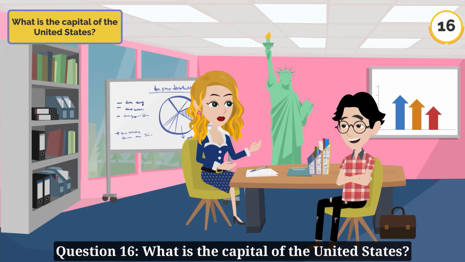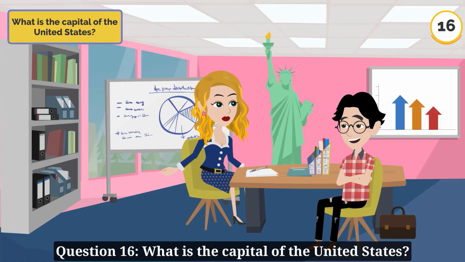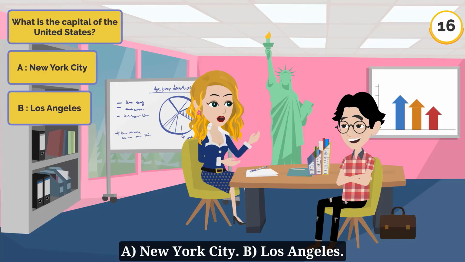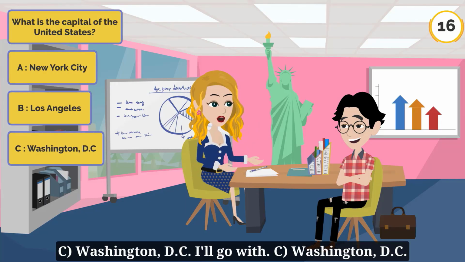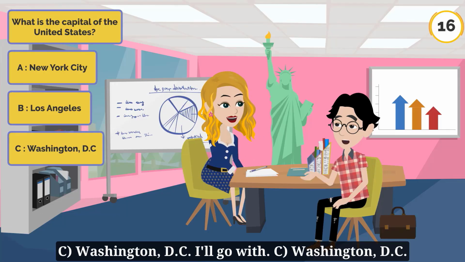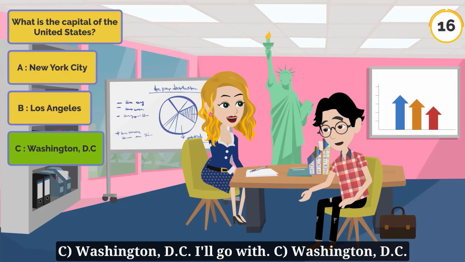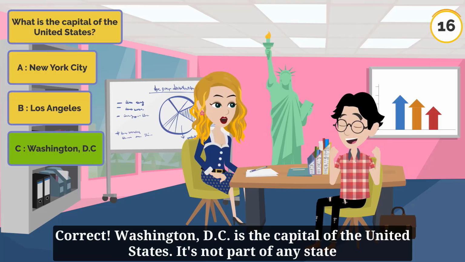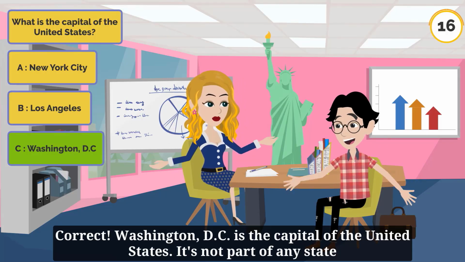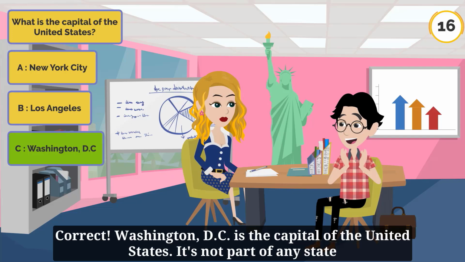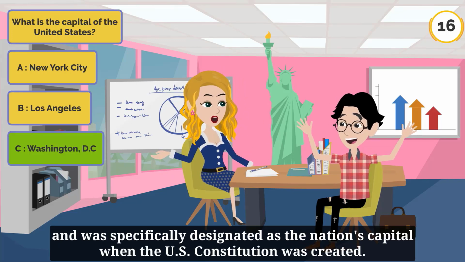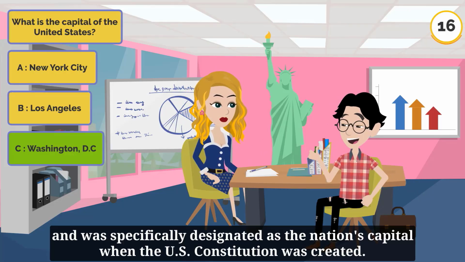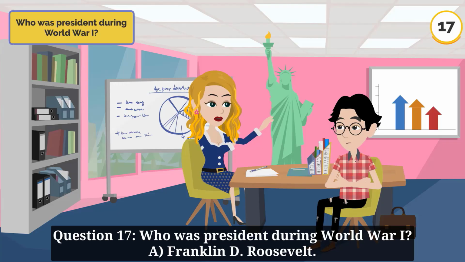Question 16. What is the capital of the United States? A. New York City. B. Los Angeles. C. Washington, D.C. I'll go with C. Washington, D.C. Correct. Washington, D.C. is the capital of the United States. It's not part of any state and was specifically designated as the nation's capital when the U.S. Constitution was created.